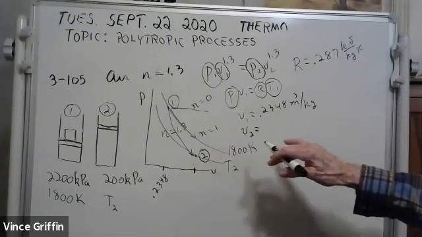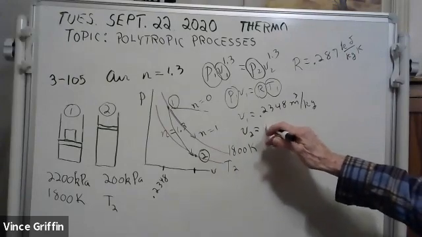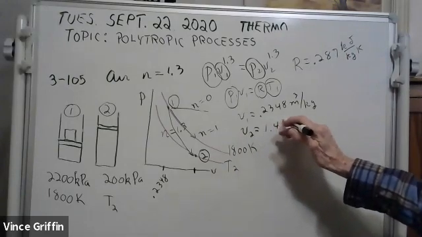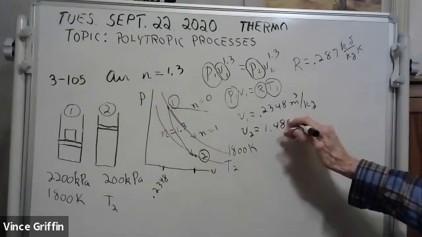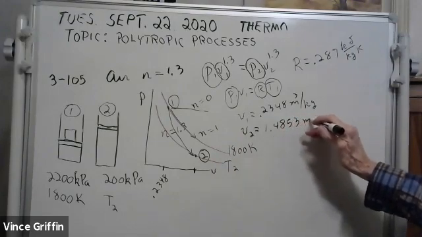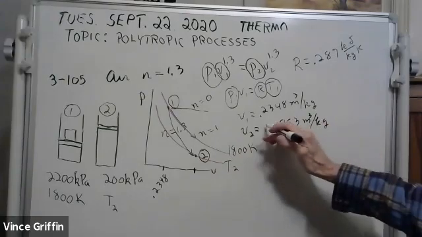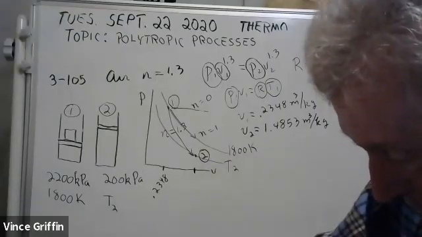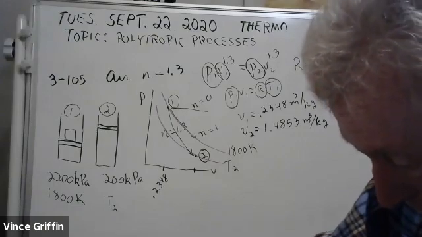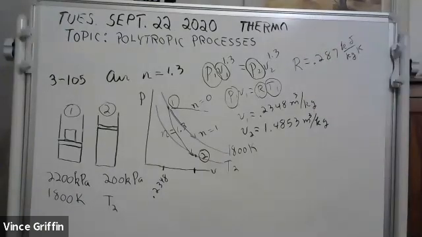Here, let me just go through it with you. Now, what I'm coming up with is 1.4853. Did anybody get that? If you did, say, uh-huh. Yeah, I heard two uh-huhs. Good. Well, here, let's go through that. We got to know how to do that.